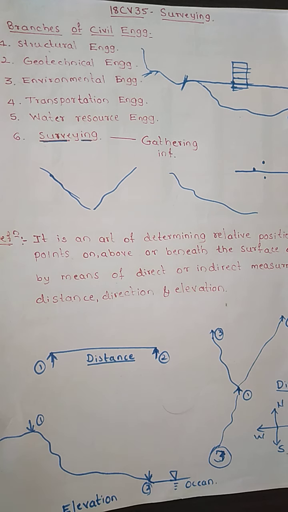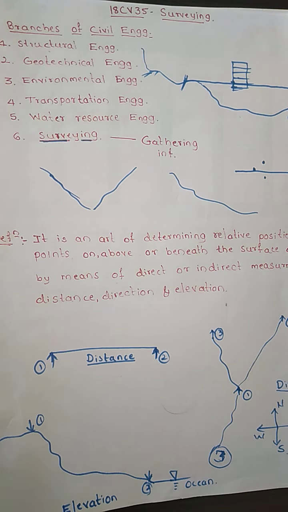So module 1 overall consists of the introduction of surveying and the measurement of the horizontal distances. Now, before going to the exact surveying subject, we'll just see what you have studied in your first year of engineering, and then we will try to link it with surveying. I think you have studied the different branches of civil engineering.